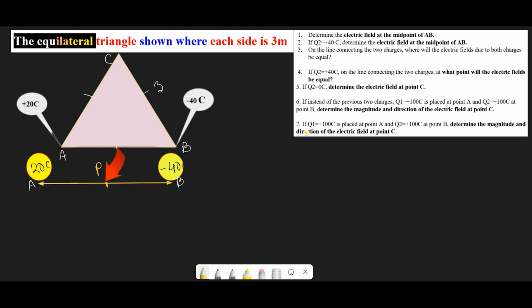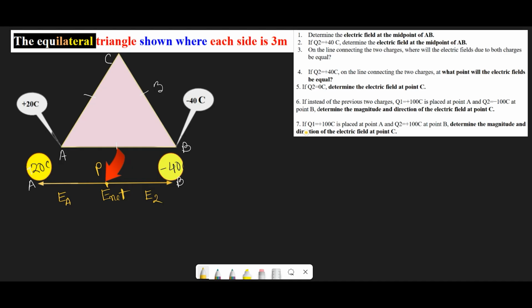So what will be the electric field at this point, at the midpoint? Obviously, there will be two electric fields with respect to P. So we have to calculate the value of E net. So first of all, with respect to P, charge A, the electric field will be EA or E1, whatever. So EA, and obviously with respect to P, for minus 40 coulomb, it will be E2.